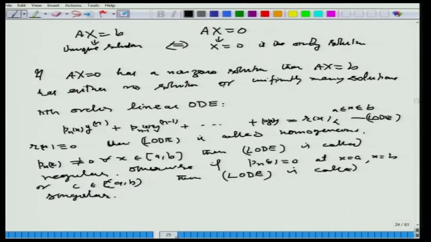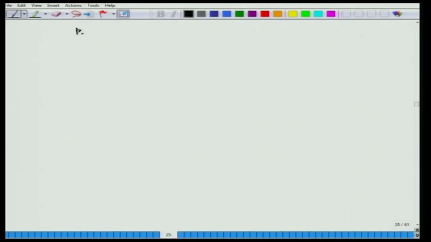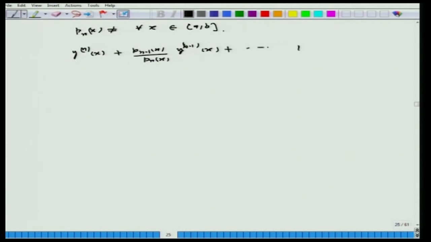Here we will be considering only the regular problems, and we assume that Pn(x) is not 0 for all x in (a, b). Therefore, we can divide this equation by Pn(x) throughout, and then we get y^(n)(x) plus Pn-1(x) divided by Pn(x) times y^(n-1)(x) and so on, plus P0(x) divided by Pn(x) times y, equal to R(x) over Pn(x).